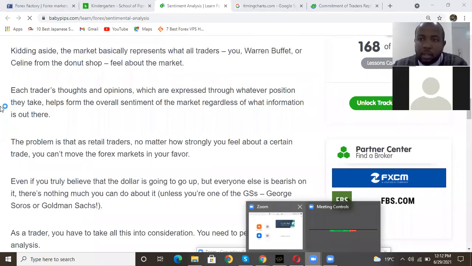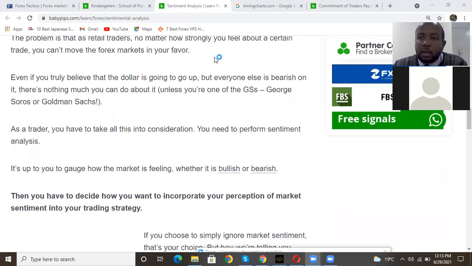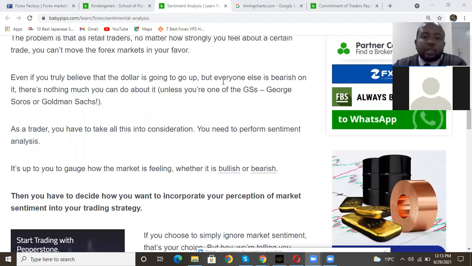Yeah, let's continue. This is what it's all about. Then the problem is that no matter how strongly you feel the market is moving in a certain way, you cannot move it in your own favor. Even if you believe the dollar is going up, but everyone else is bearish, there's nothing much you can do.